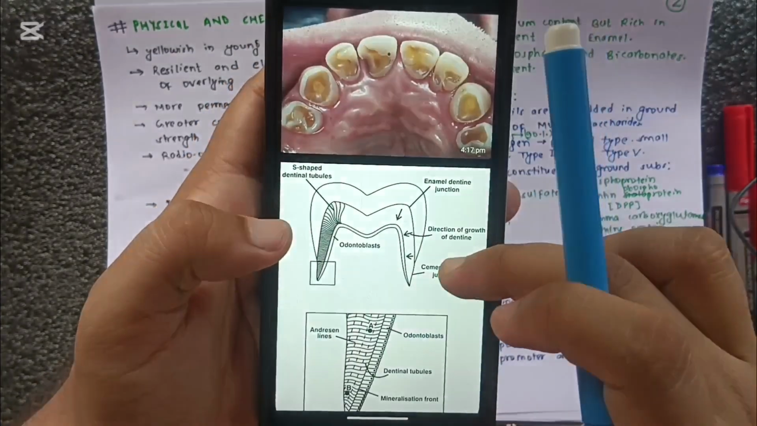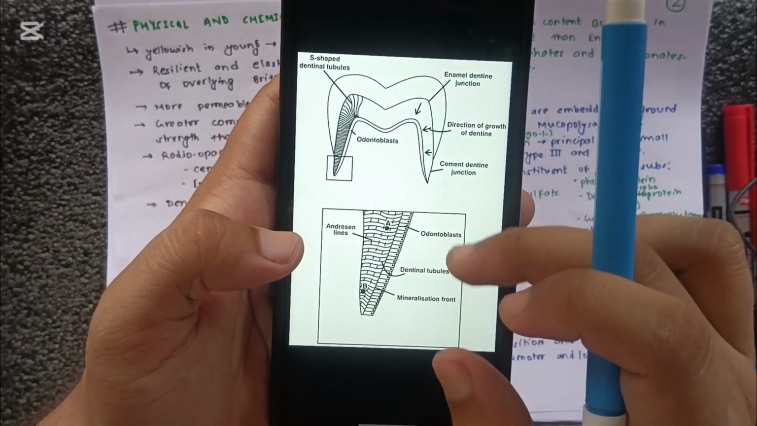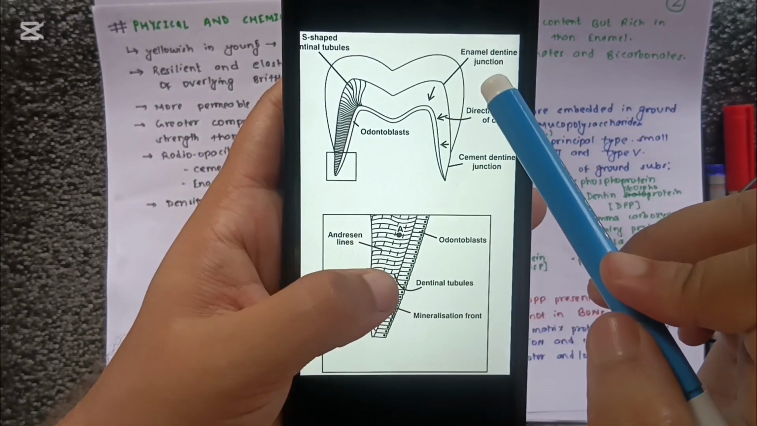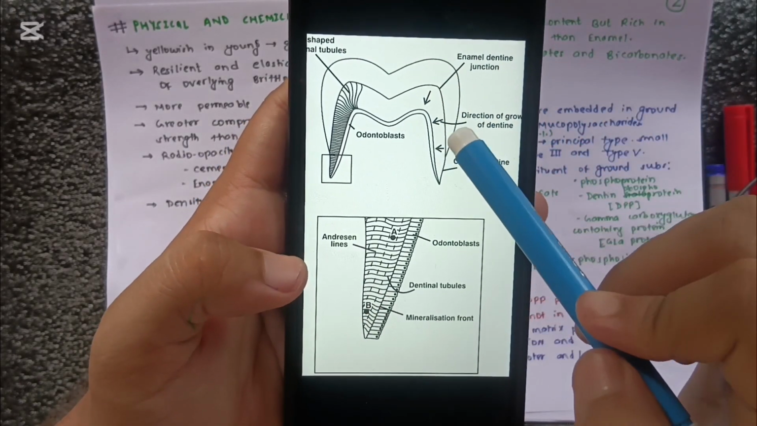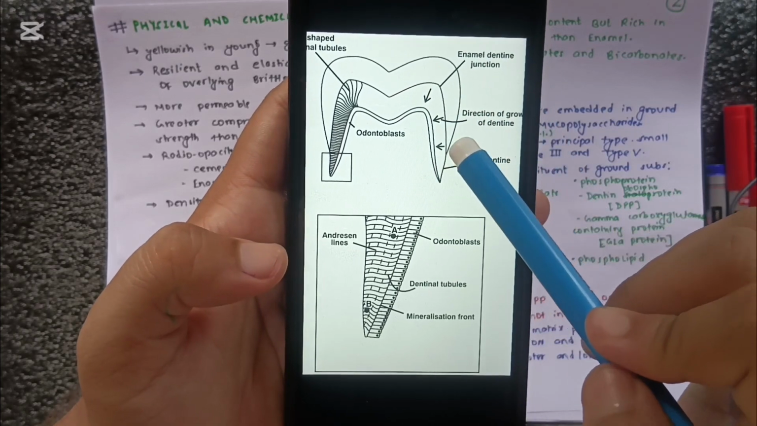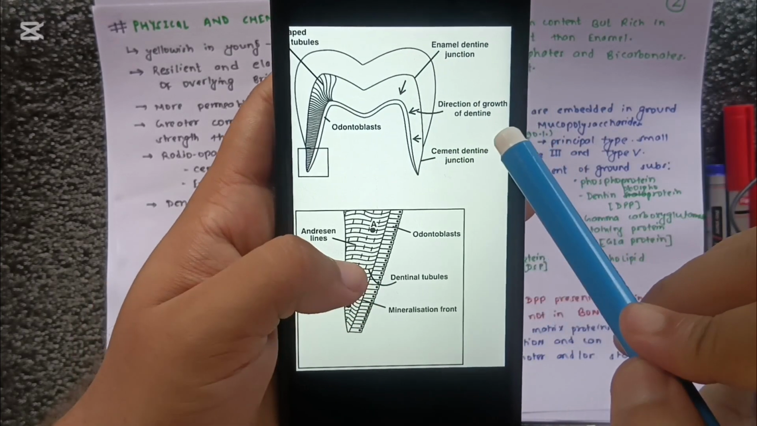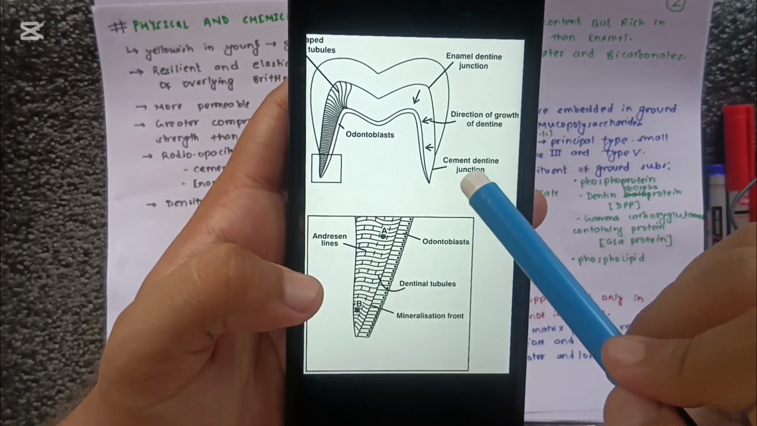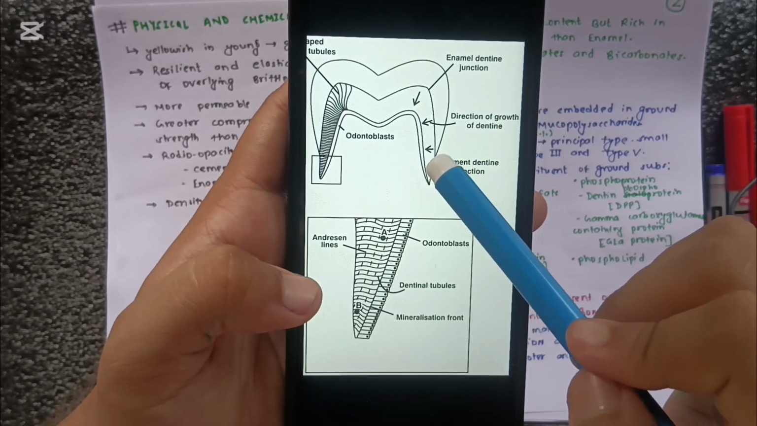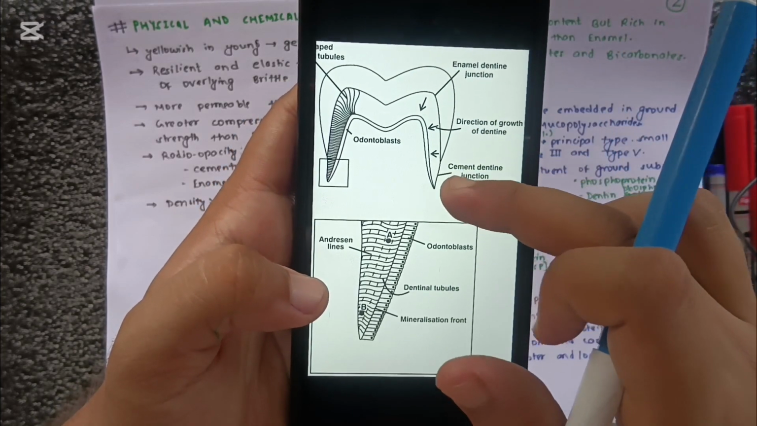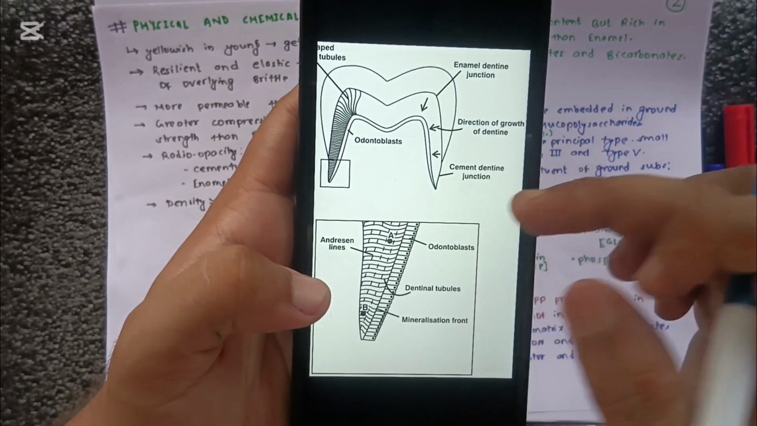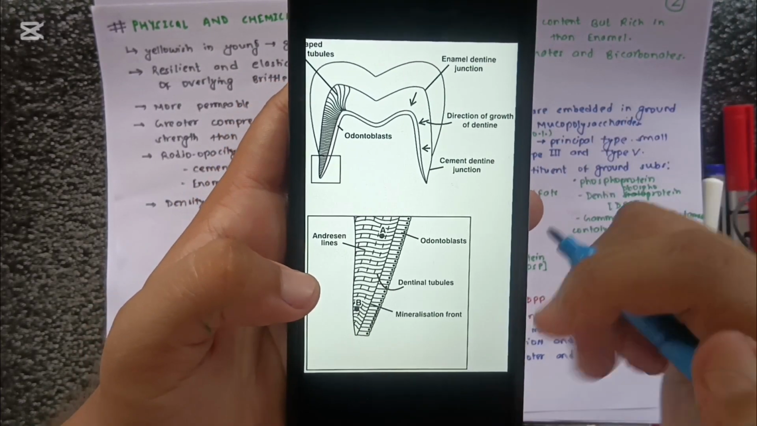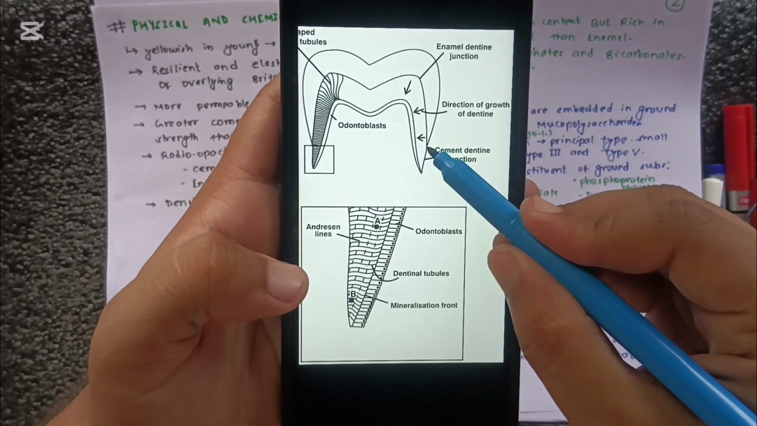After that, we can see here the enamel and dentin junction, which is labeled here. The direction of growth of the dentin is towards the pulp. And this is the cementum and dentin junction, where cementum and dentin meet. The cemento-enamel junction is also present there, and the cementum and dentin junction is also present here.